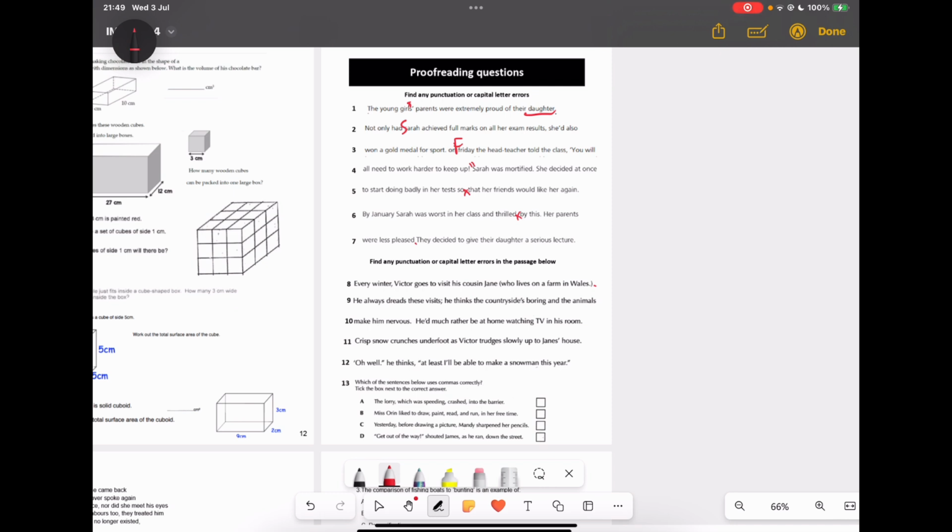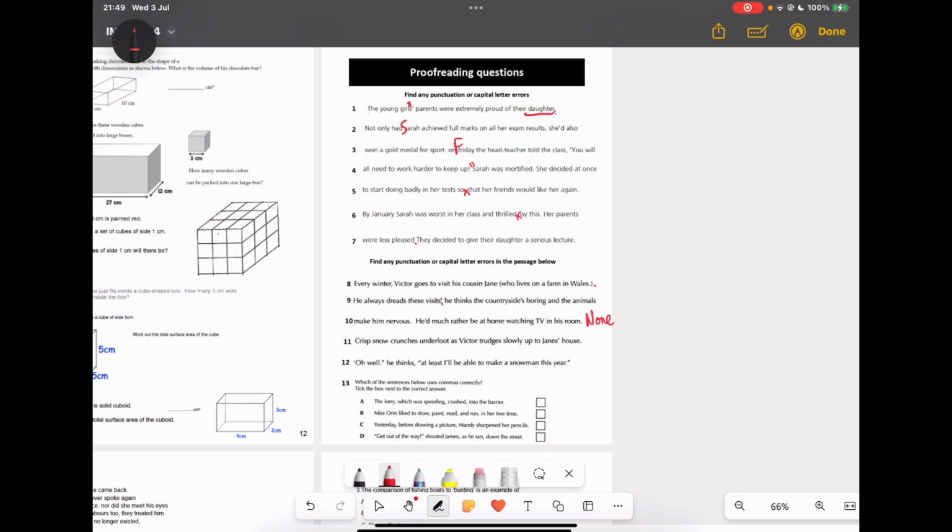He always dreads these visits. So for 9, instead of a semicolon, you can have a colon because the clause is much longer. And the animals make him nervous. He would much rather be at home watching TV in his room. 10 has no mistakes with this one.